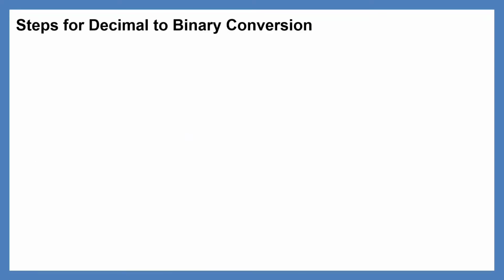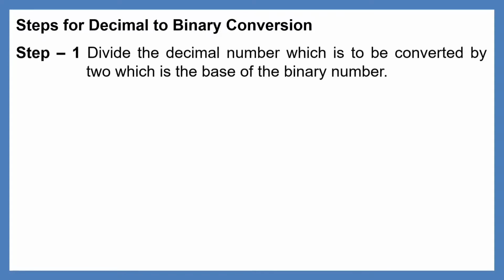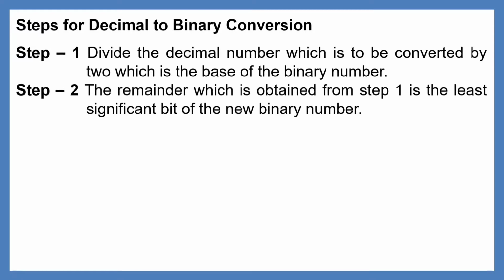Okay, so let us have the steps for decimal to binary conversion. First, you're going to divide the decimal number which is to be converted by 2, which is the base of the binary number. Next, the remainder obtained from step 1 is the least significant bit of the new binary number.